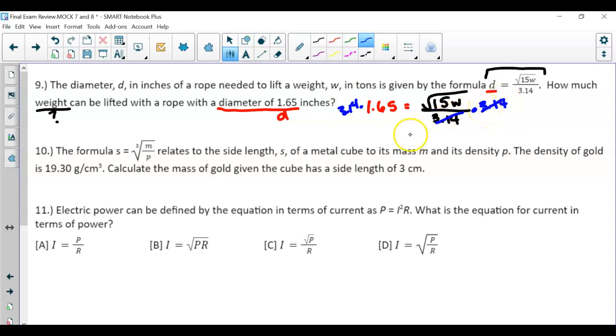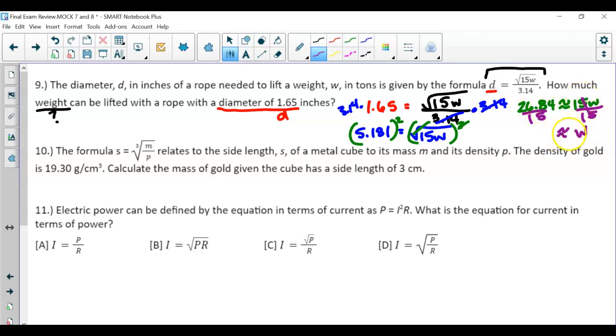And so now here you get 5.181, which is equal to the square root of 15W. Now, can we divide by 15? No, because everything's inside of the radical. So now we've got to get rid of our radical. And how do we do that? Square both sides. Inverse. So here you get approximately 26.84, which is approximately equal to that 15W. Now we can go ahead and divide both sides by 15. And here the weight is going to be approximately 1.79 tons or 1.8 tons.